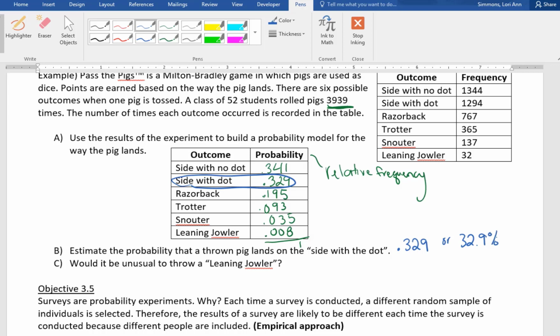Would it be unusual to throw a leaning jowler? Okay, so it's not saying the cutoff point. So we're assuming 0.05. Is it less than 0.05? Yes. So it's unusual because it's less than 0.05.